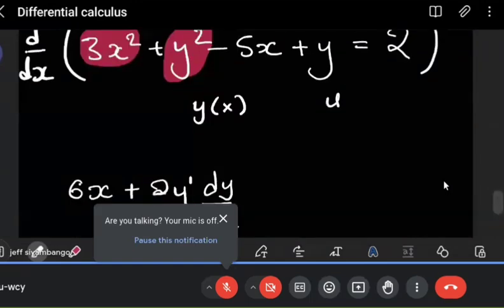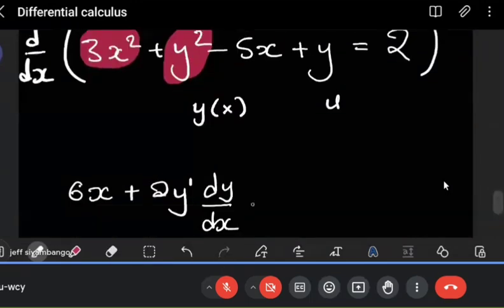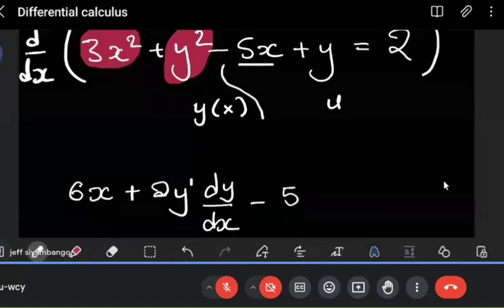So let's see it happen again. This will be minus 5x. Here you're differentiating an x, it doesn't have a y, so we're differentiating it in the normal way. The derivative of 5x would just be 5. Don't forget the negative, it just comes straight there, it won't be changed.